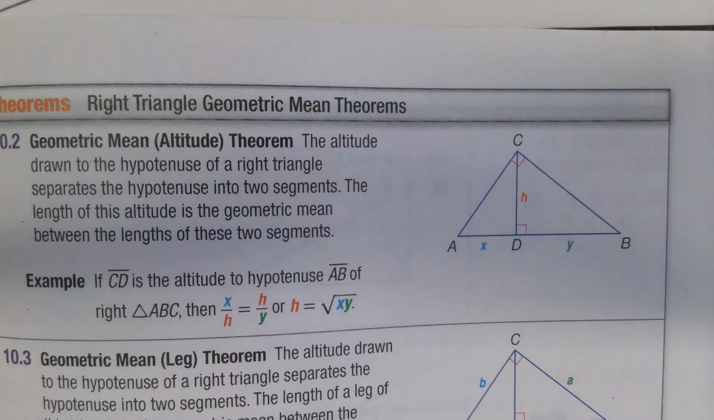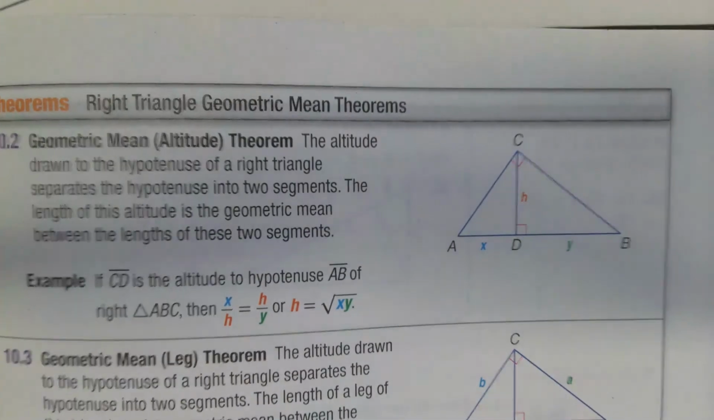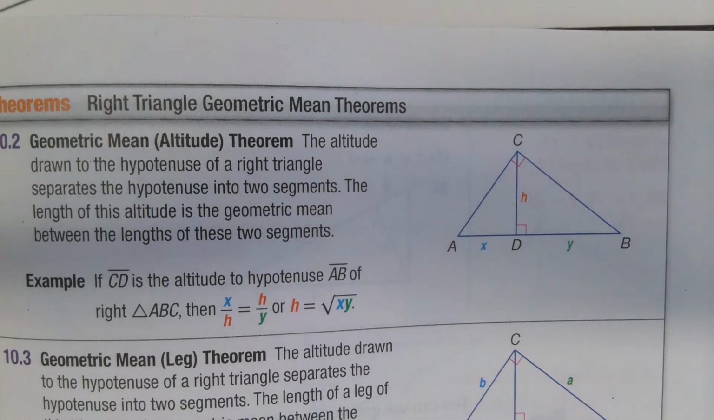Pay attention closely to this. This is called the altitude. This line right here, C to D, is an altitude. Okay, you pay attention. This is called the altitude theorem. The geometric mean altitude theorem. Hopefully you guys wrote that down. So if you're looking for the altitude, this is the theorem or the formula: h equals the square root of xy. This is the altitude. The next one we're going to talk about is the leg.